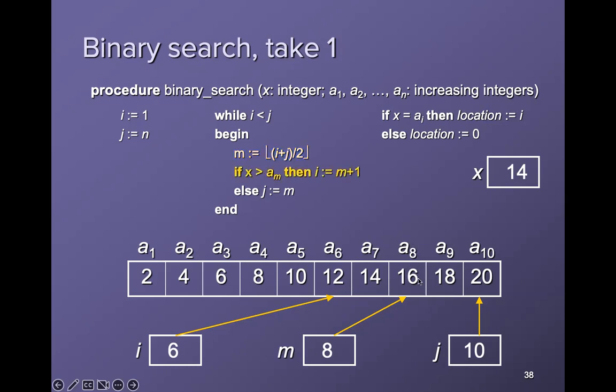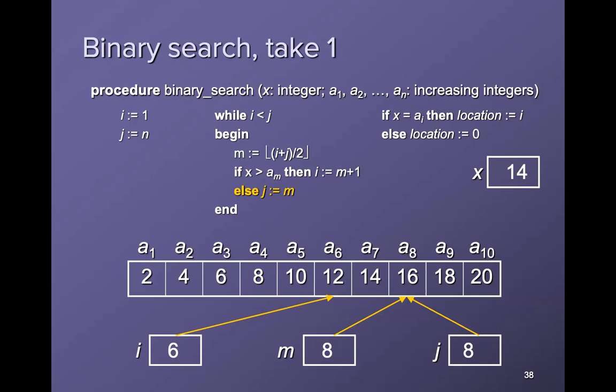So a sub 8. Now we are going to compare the number that we are looking for with the number in the middle of the list, which is 16. So we can see that the x is less than 16. So that means that j now will be equal to m.